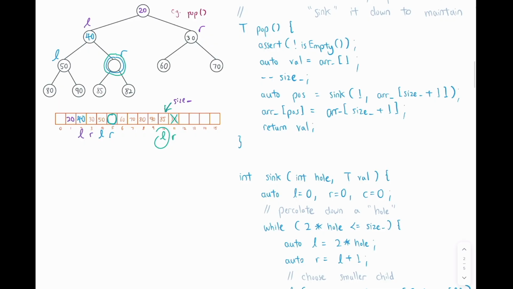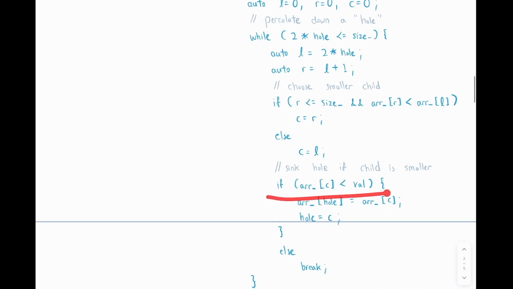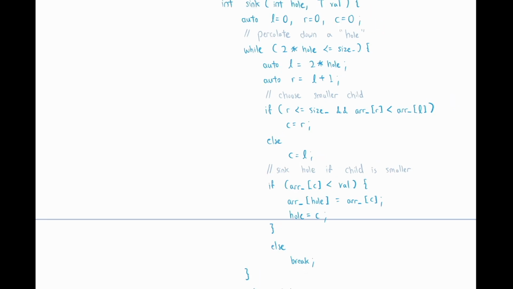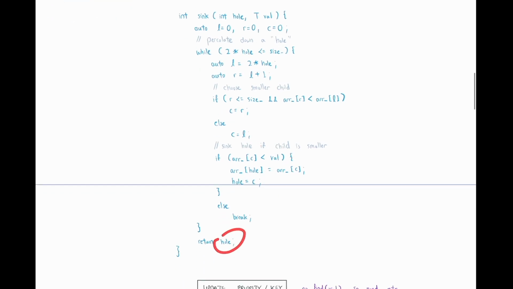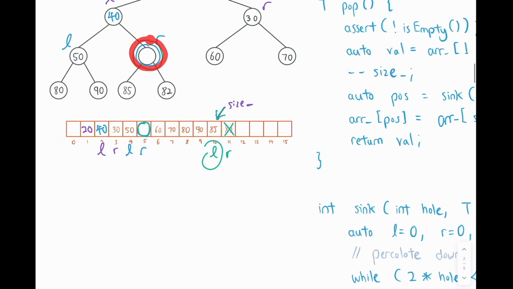We can only sink down the hole if the chosen child is less than 85, but the thing we're comparing with is 82, and 82 is not less than 85, so actually we don't even do this. Note that the array at the chosen child, 85, is not less than 82, which is the value that we want to move into the right position. So this is not done, and therefore we stop here and return the hole, and the final hole is at this particular location.